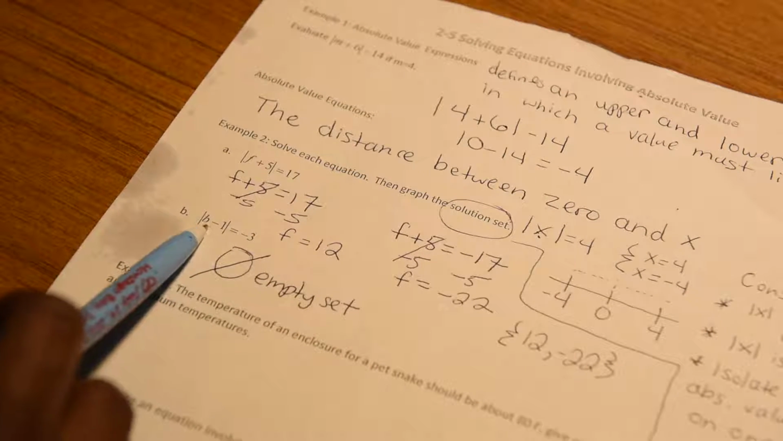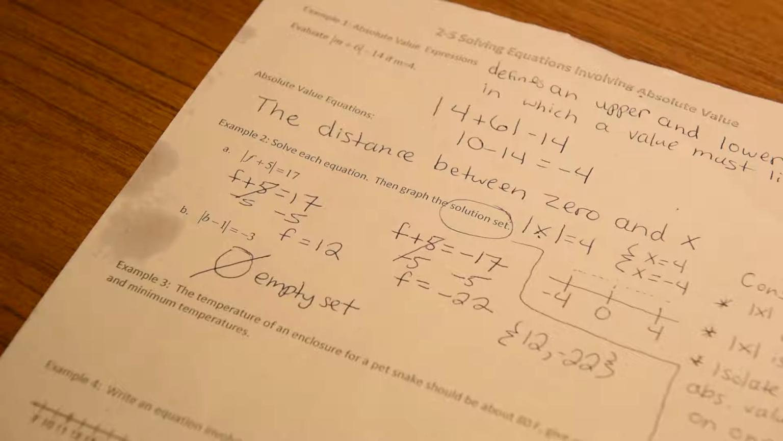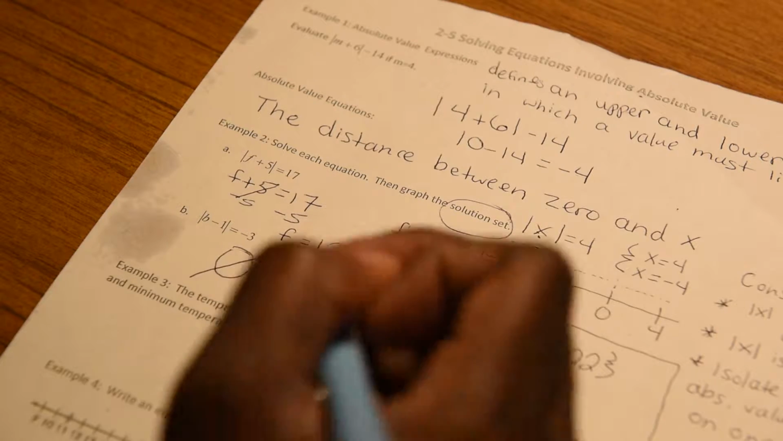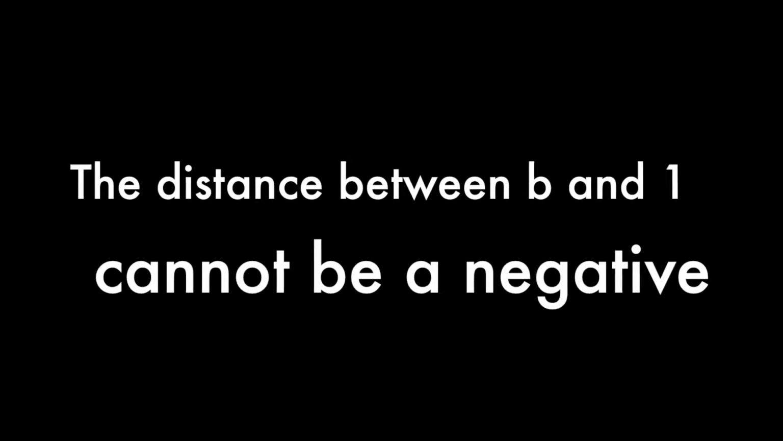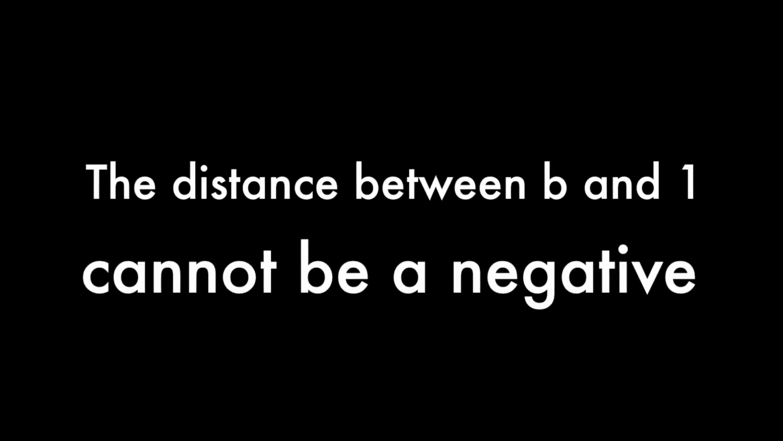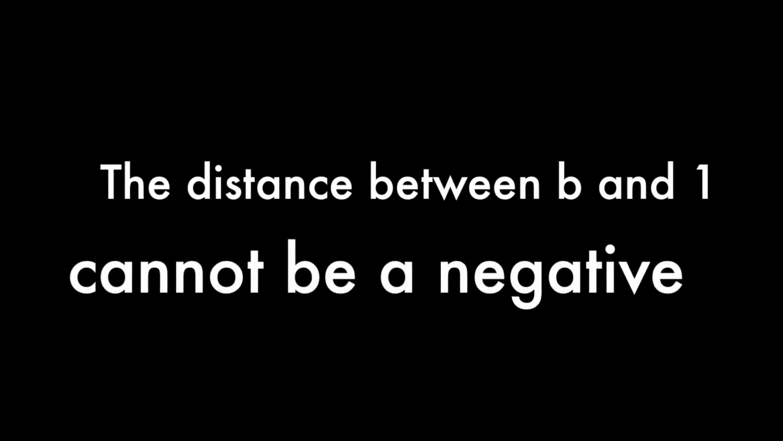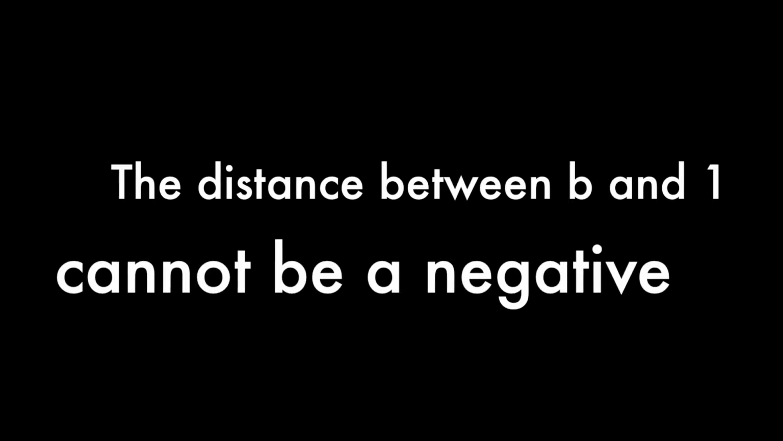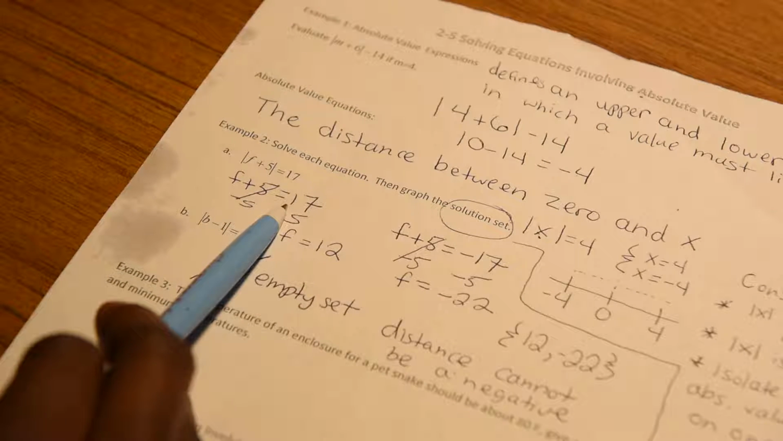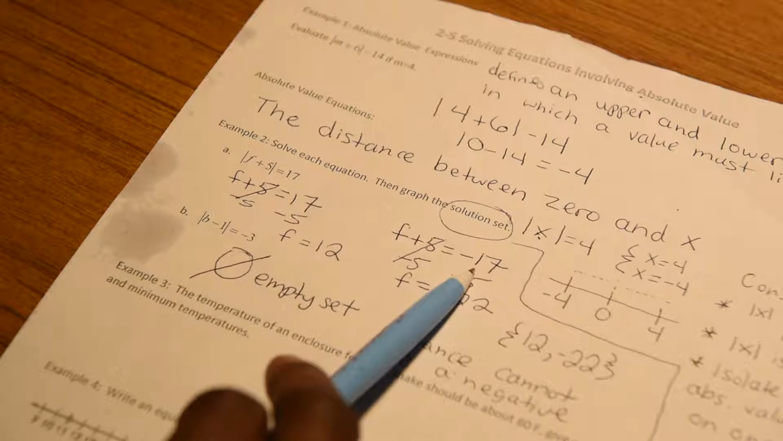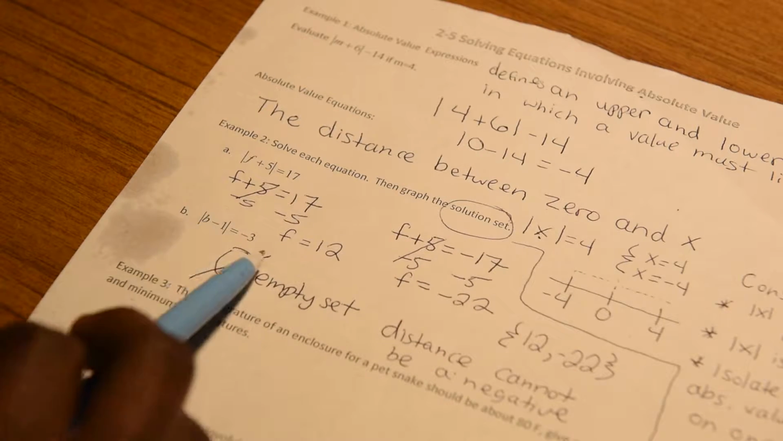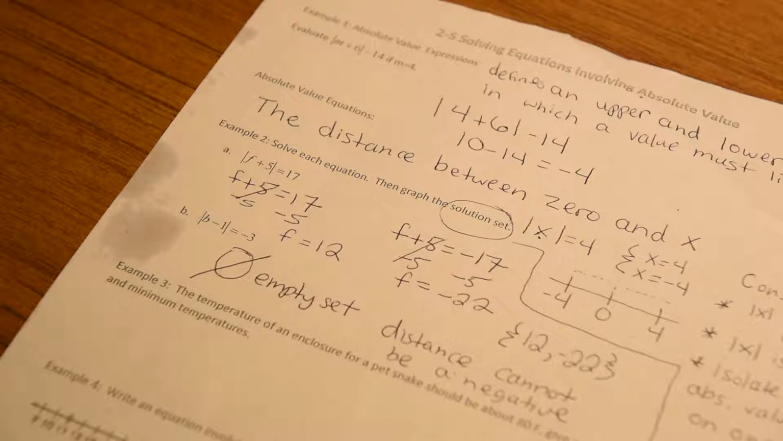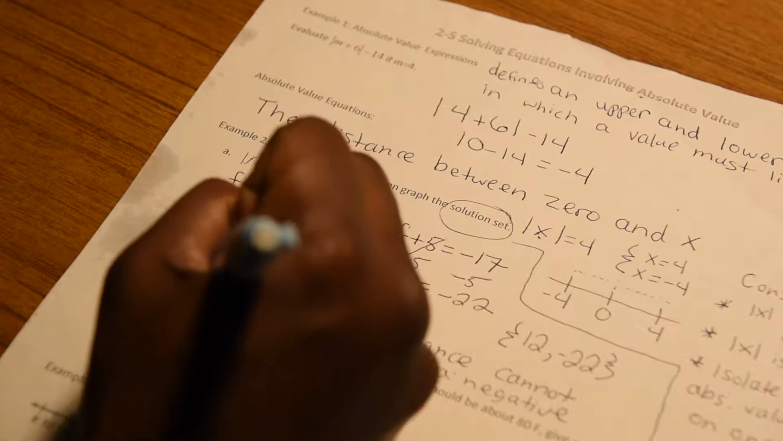Because here it's saying the absolute value of b minus 1 is equal to negative 3. Remember, absolute value is talking about distance, and distance cannot be a negative. Distance cannot be equal to a negative. In the previous equation, it was equal to a positive, and in order to find the other part of the solution set, we set it equal to a negative. But that was after we took it out of the absolute value bars. So that's automatically an empty set because distance cannot be equal to negative. And that's our answer.